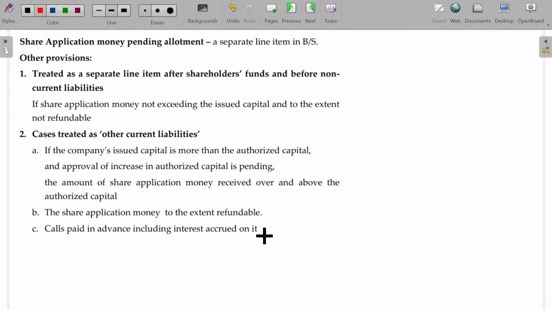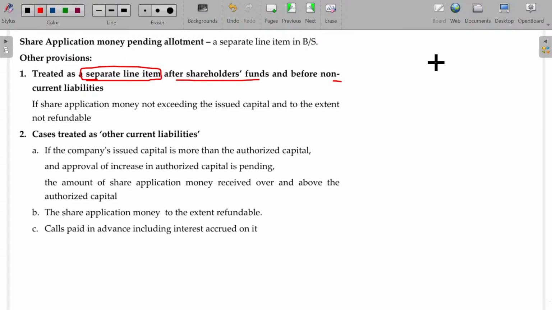Now, share application money pending allotment is treated as a separate line item after shareholders' funds but before non-current liabilities. Isn't it? After shareholders' funds, before non-current liabilities, it should be shown as a separate line item.